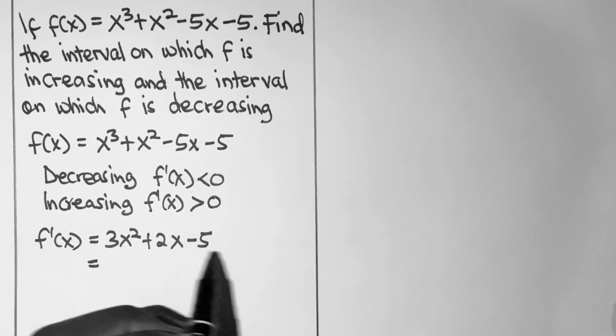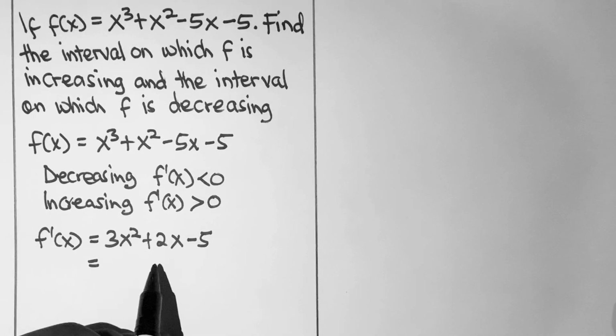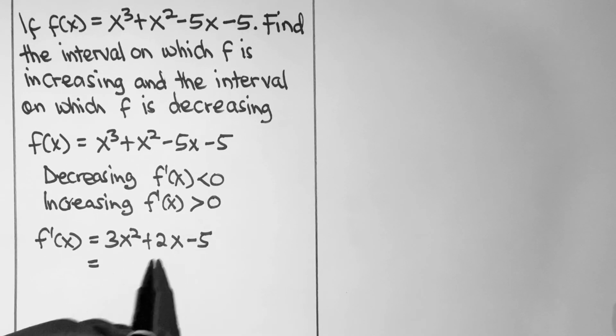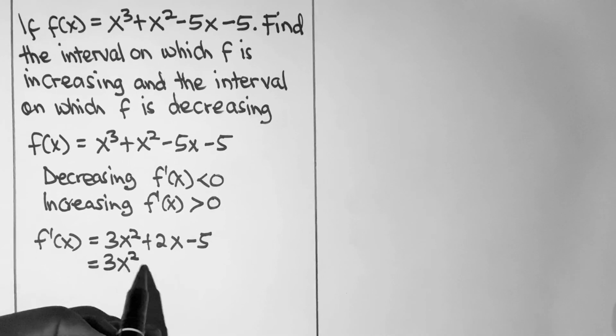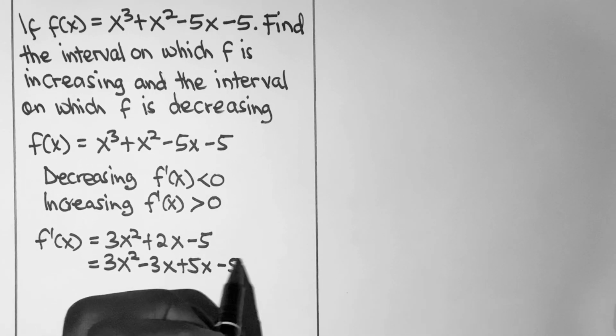So two numbers that if you multiply, you get minus 15, but when you add, you get 2. So you see that 5 times minus 3 is minus 15, and 5 minus 3 is 2. So this becomes 3x squared minus 3x plus 5x, then minus 5.